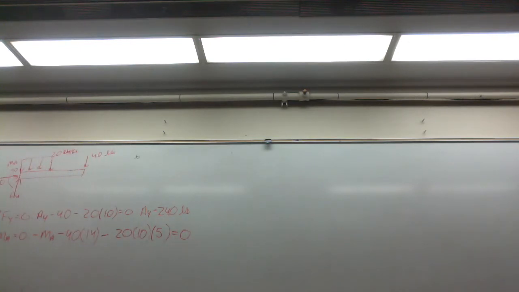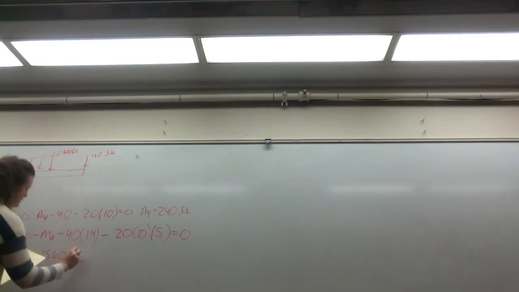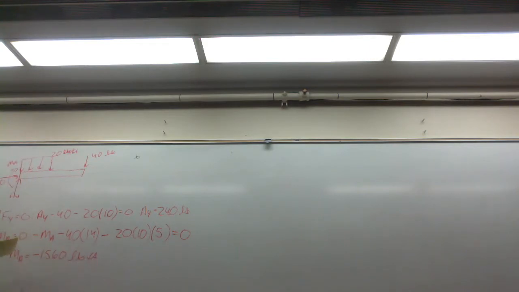Did that blow anybody away, or are we okay with distributed loads? We use them. Solving for the moment at A, we get negative 1560 pound-feet. So it actually was drawn clockwise, but it's actually acting in the counterclockwise direction. Alright?